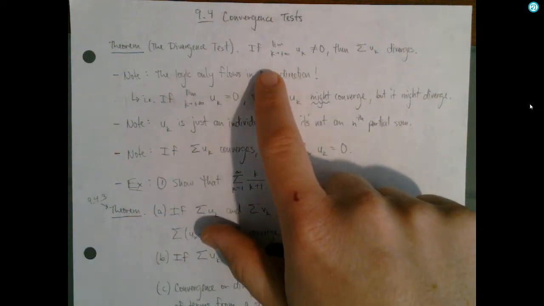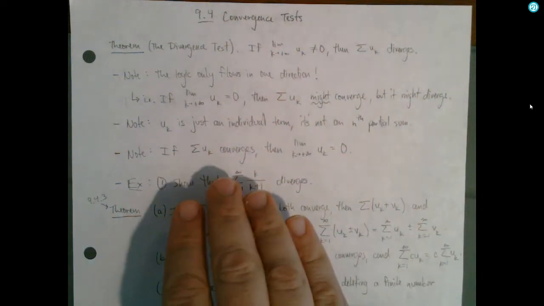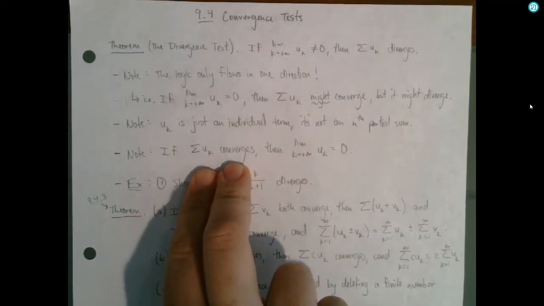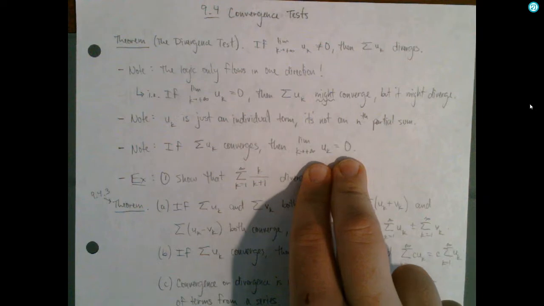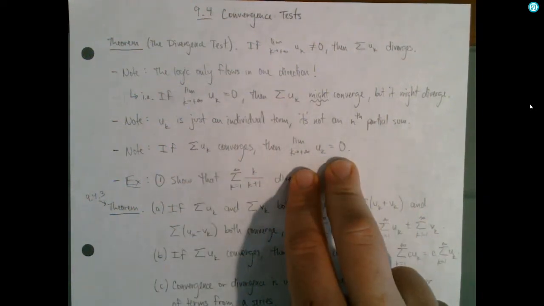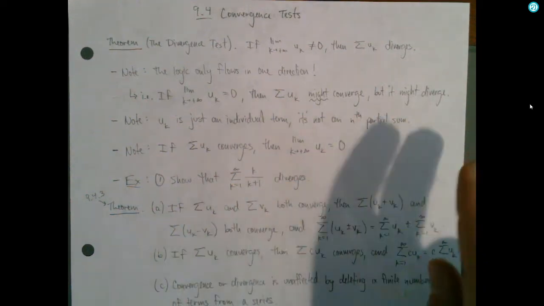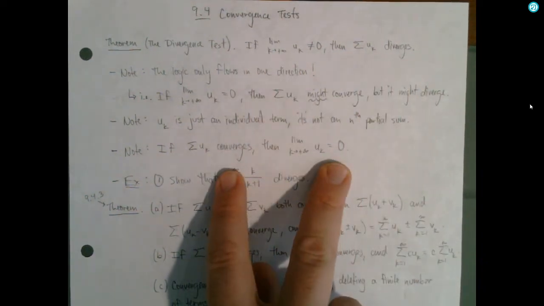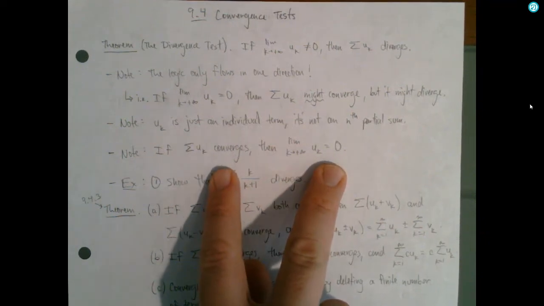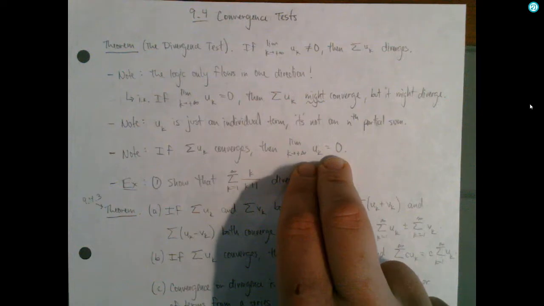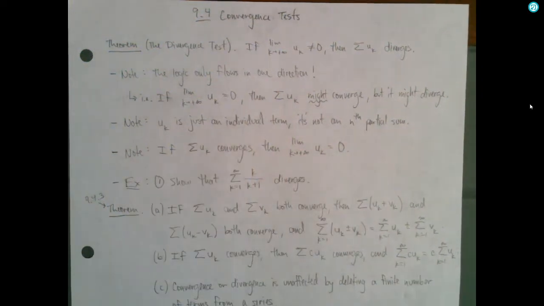Another way to say this, and I think I've probably mentioned this already, is that if the series converges, then you know that the limit of the individual terms has to go to 0, right? So that's another way of saying the same thing here. Okay. Again, the logic only flows in one direction, though. So it's not necessarily the case that just because the limit is 0 that the series will converge.